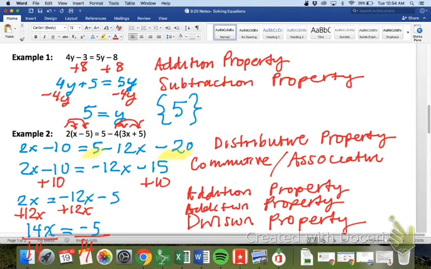I'm going to write this in a different color so we can definitely see it. So my final answer is the 14s cancel out on the left, so I'm left with x is equal to negative 5 over 14. So I just have a fraction. 14 does not go into negative 5. And if I was writing that in set notation, I could write it as squiggly brackets, just a negative 5 over 14.